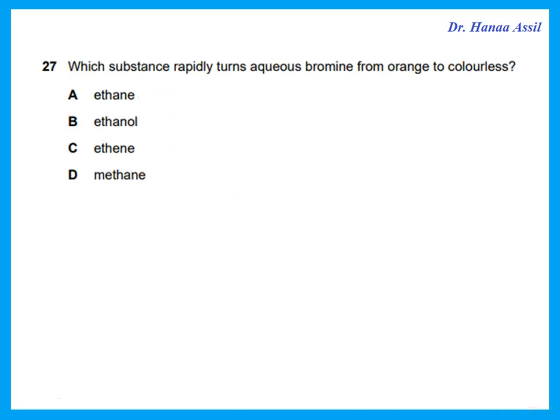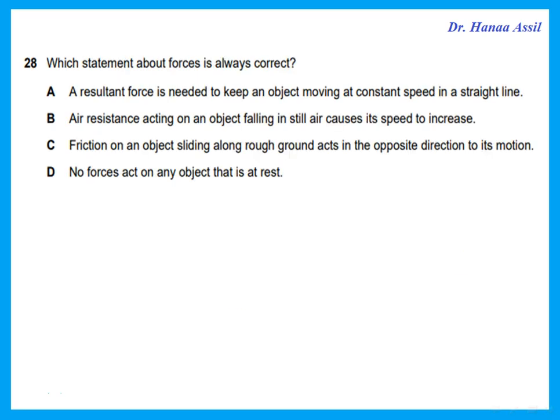Which substance rapidly turns aqueous bromine from orange to colorless? Remember, this was a test for what? You should remember this is the test for alkene. So alkenes, when you add aqueous bromine or bromine water, it changes from orange to colorless. So this is for alkenes.